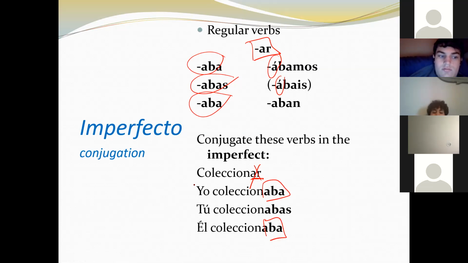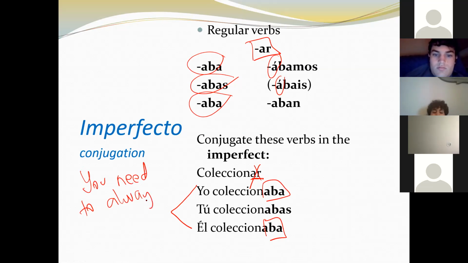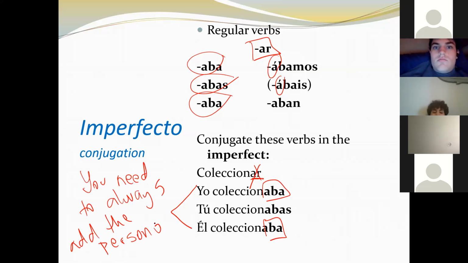Now, look at this, you guys. These two are the same endings. So because of that, you need to always add the person. If you just say coleccionaba, we don't know if it's yo coleccionaba or él coleccionaba. Are you with me? So use the person, especially for the yo and then él in the imperfect. They have the same ending.